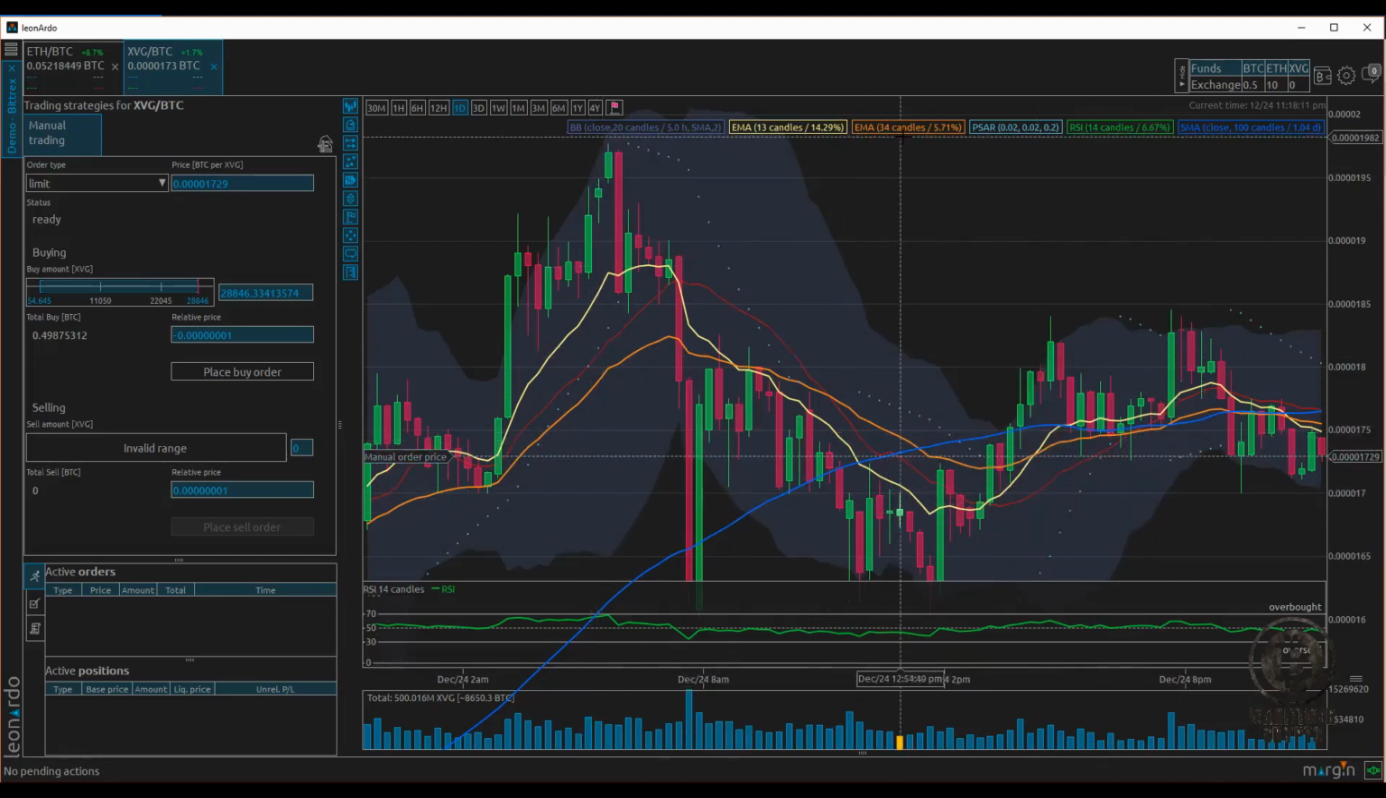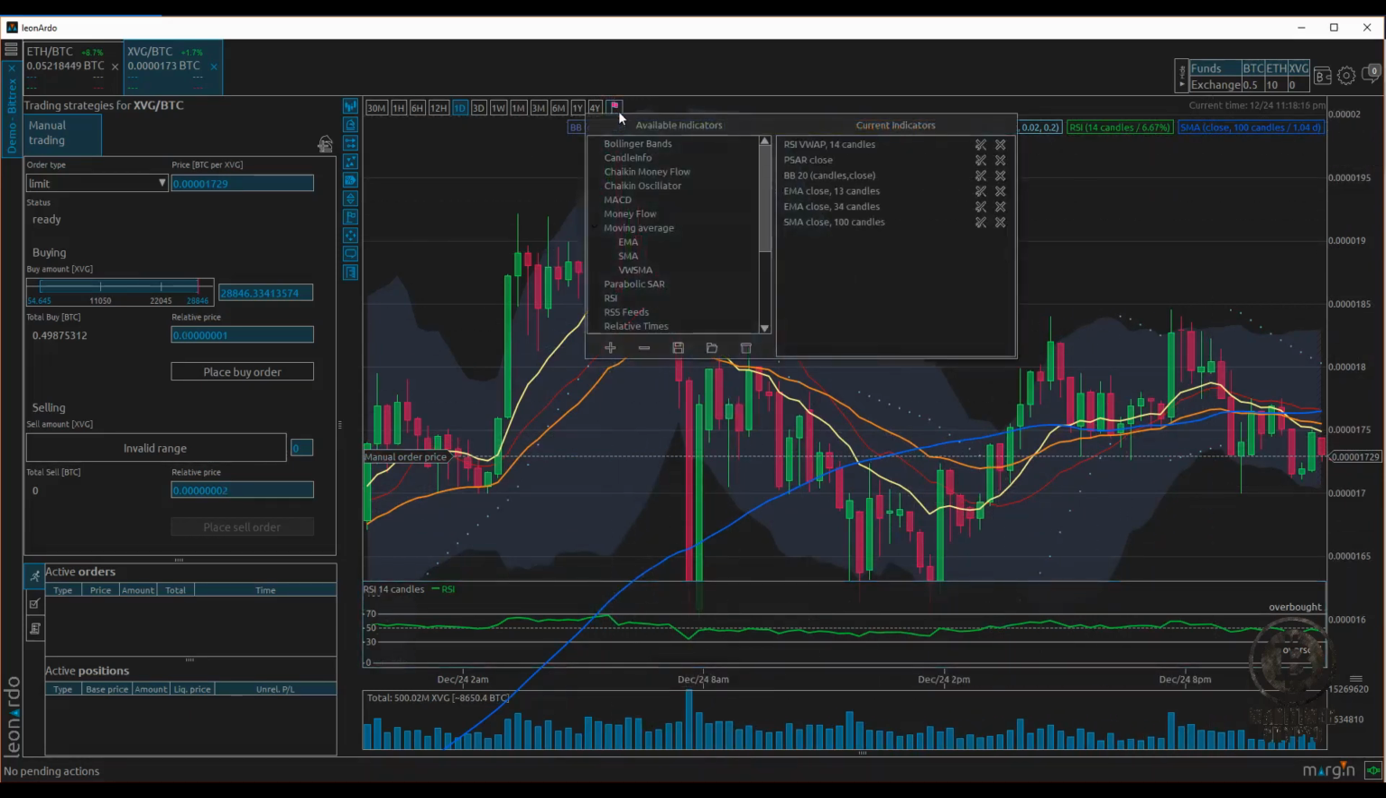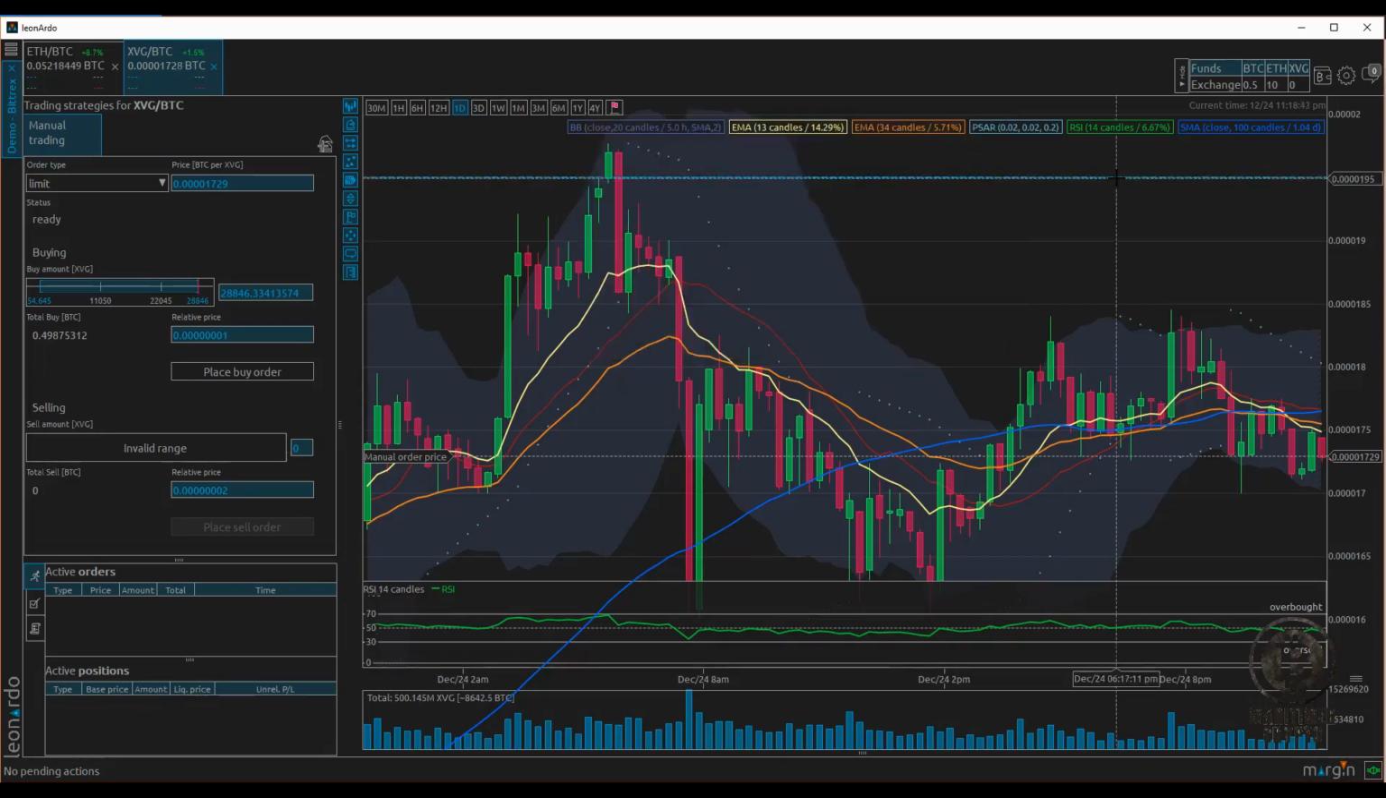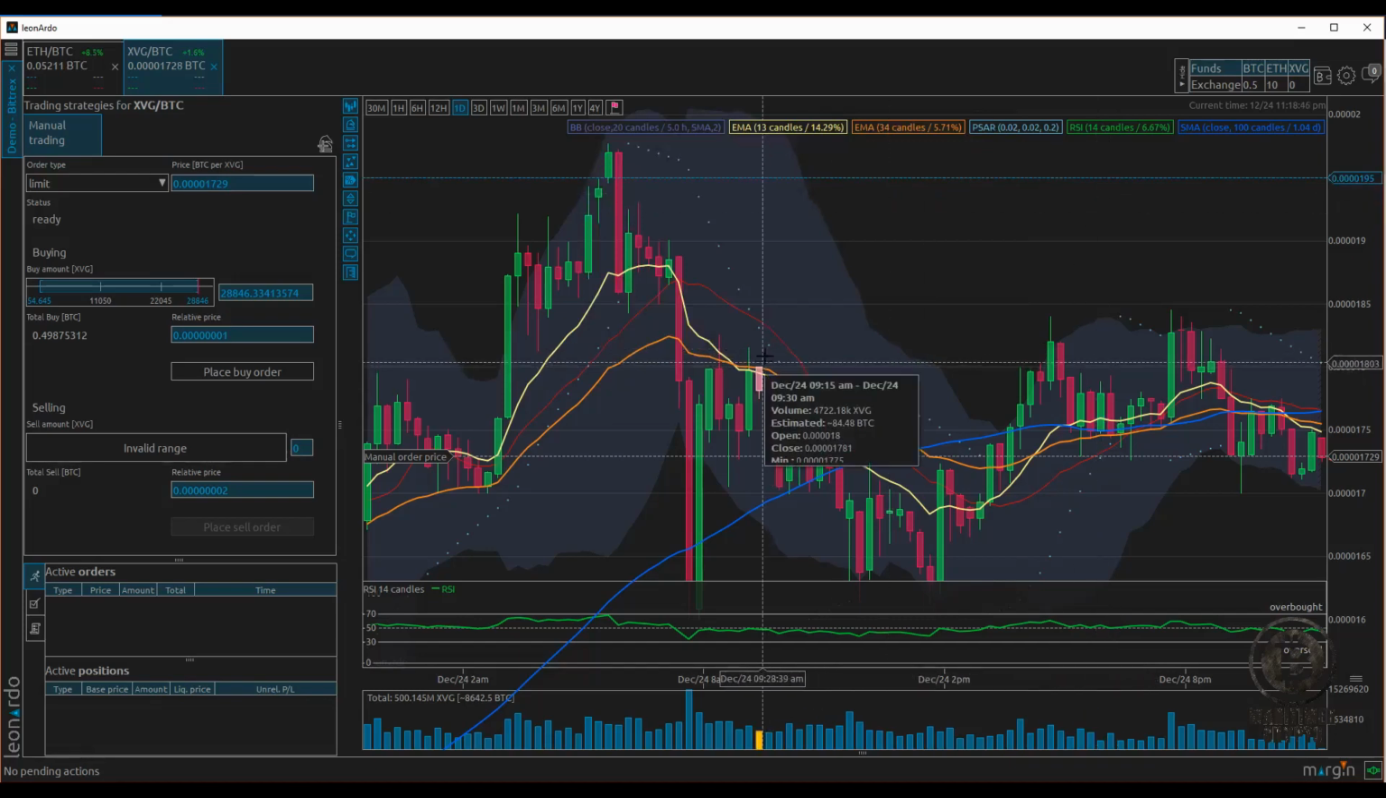And here you can see I have different indicators turned on. Leonardo offers different indicators which can help you decide when to make trades, when to buy or sell. There are all different indicators available. You've got the Bollinger Bands, you've got the MACD. These are the most popular. Exponential moving average, simple moving average, RSI. These are all available. And so this is how I have it.